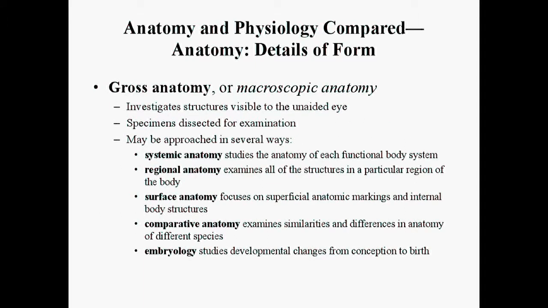On the opposite side, we have gross anatomy, or macroscopic anatomy. It investigates things that we can see with the unaided eye. This is most commonly what you think of with dissections. It can be approached in several different ways. You can look at it through systemic anatomy, which is looking at the anatomy of each functional body system. You can look at comparative anatomy, which is examining similarities and differences in anatomy of different species. And embryology, where we are looking at the developmental changes from conception to birth in an anatomical sense.